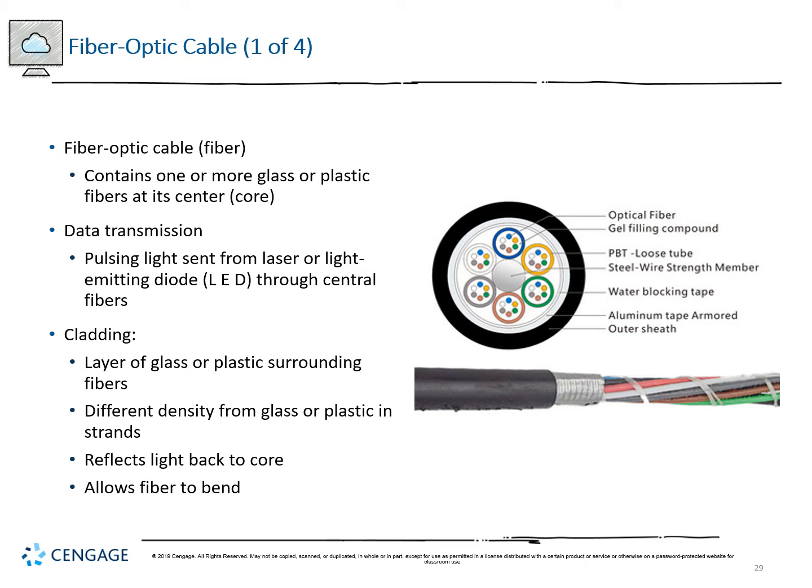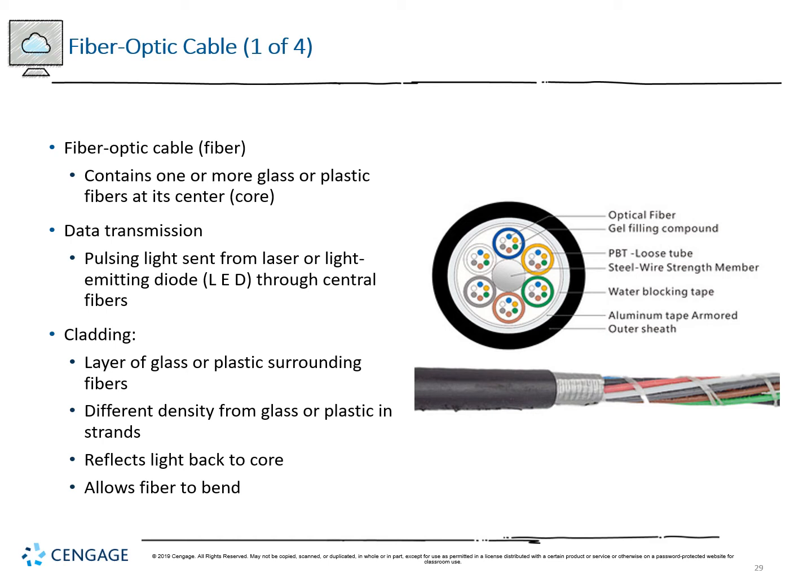Now, the cladding is a layer of glass or plastic that surrounds the fibers. It's a different density, and it's usually also opaque so that it reflects light back to the core. You don't want it to attenuate by losing signal into the surrounding insulation. This cladding also creates enough thickness to allow the fiber to bend without snapping.